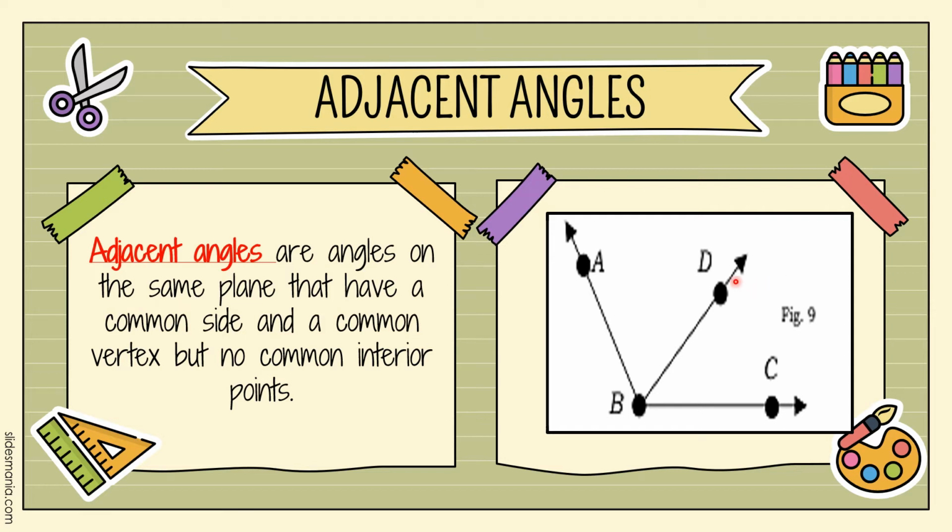Is that clear? In this illustration, the common side is ray BD. And we have two adjacent angles, and these adjacent angles are angle ABD and angle DBC. Is that clear?